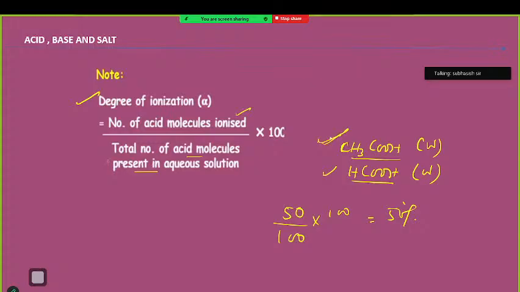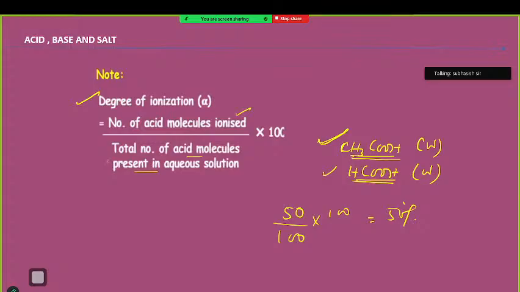So you can compare acetic acid and formic acid on the basis of degree of ionization. If the degree of ionization of acetic acid is greater than that of formic acid, then acetic acid is comparatively more acidic than formic acid, though both acetic acid and formic acid are considered weak acids.